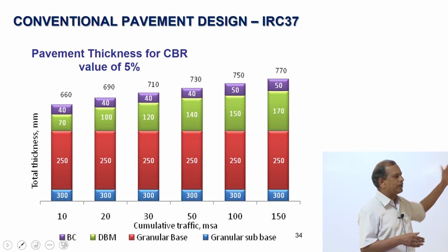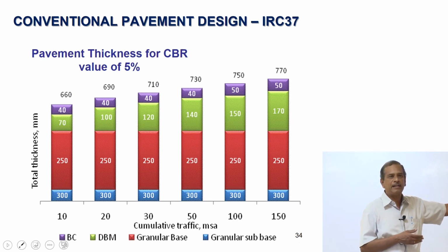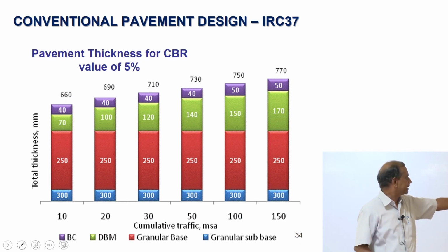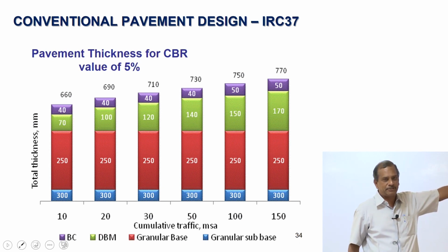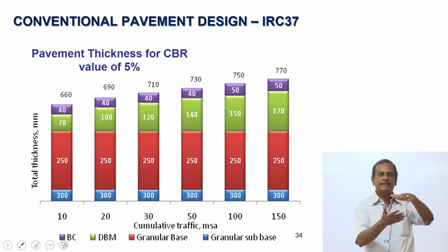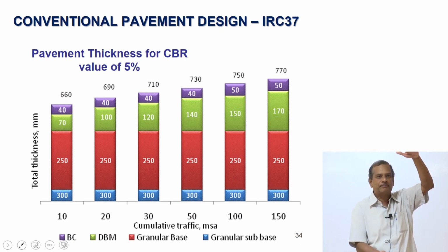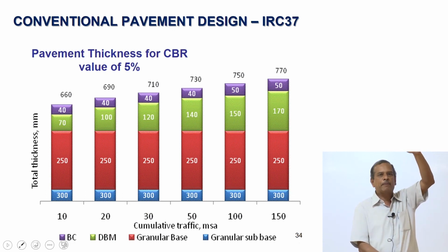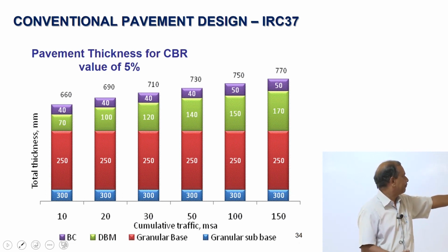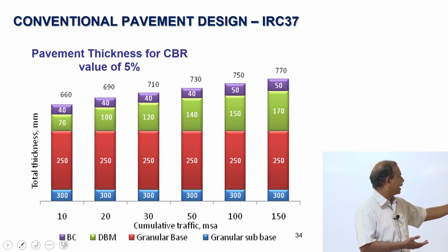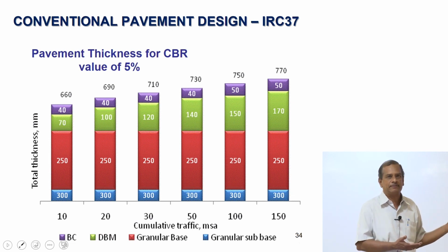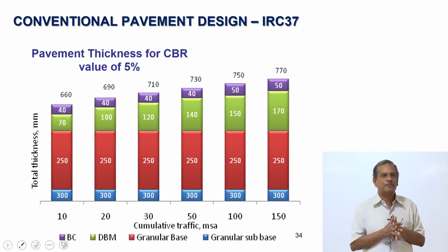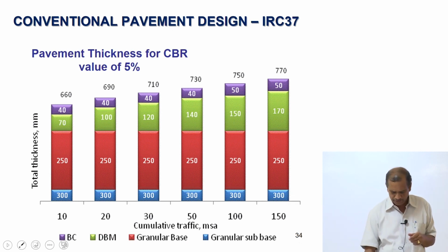If subgrade CBR is 5% and the traffic is around 150 million standard axles, the thickness of the pavement is of the order of around 77 centimeters. If the subgrade strength is not 5 but 4, 3, 2, then the thickness will go up to even 1000 millimeters. So, weaker the subgrade, higher the traffic, thicker is the pavement. Out of this, the bituminous layer is around maybe 220 millimeters. We have 250 millimeters of a granular layer and a subbase layer of 300 millimeters. So, how do I reduce the material consumption is the first challenge before you when you graduate.